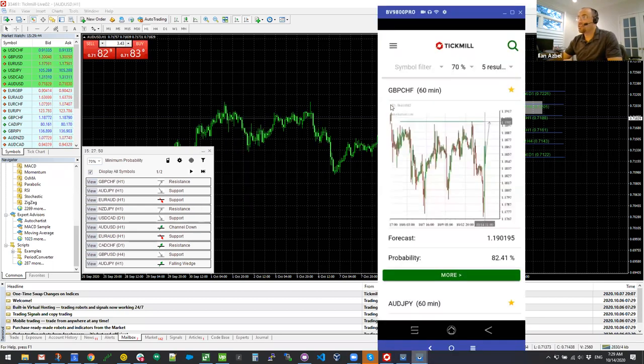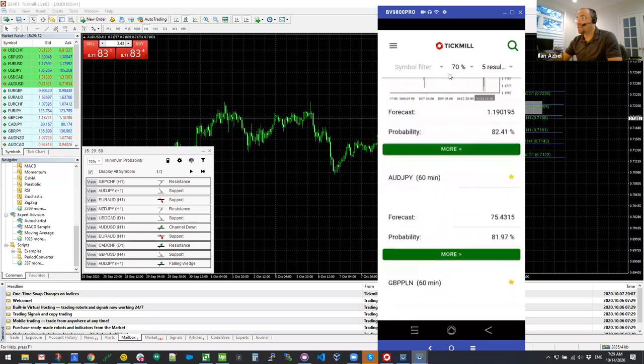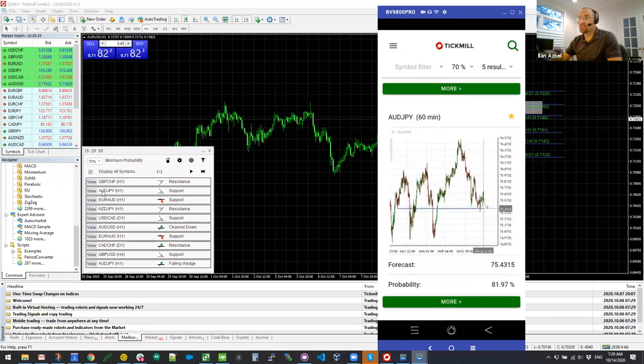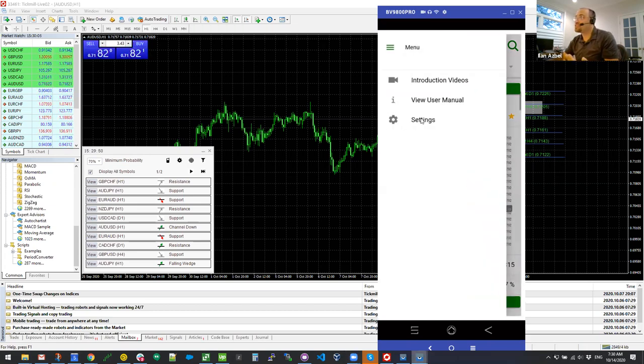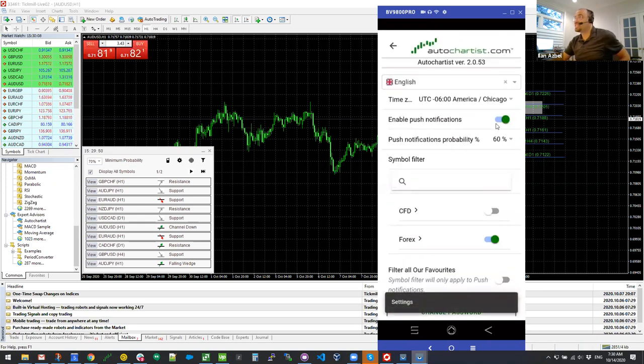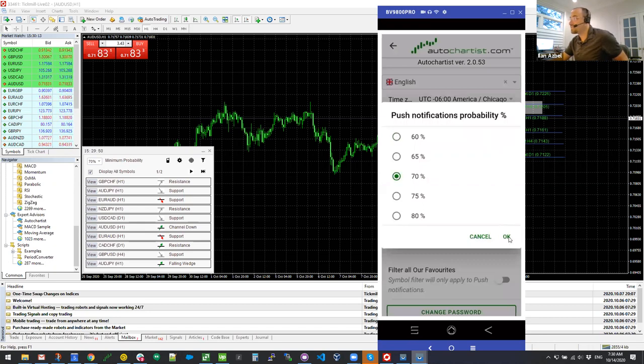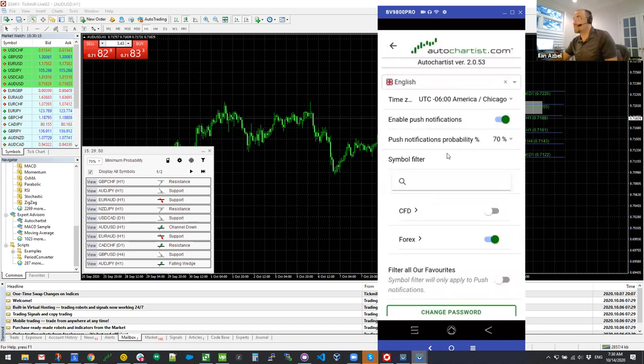Look at this. Here is that GBP Swiss franc 1 hourly graph. Here it is, GBP Swiss franc 1 hourly graph. AUD JPY 60-minute graph. Here it is, AUD JPY 60-minute graph. The same opportunities are available on my cell phone. Obviously, the beauty of having it on my cell phone is that I can go into settings and enable push notifications, and set my push notifications to over 70%. Push OK, and then you can select what you want to get push notifications on as well. So this is a really interesting feature.